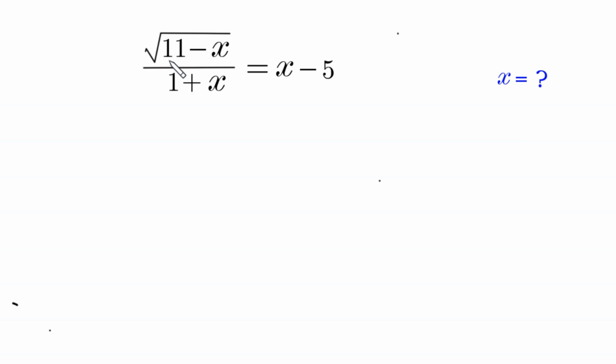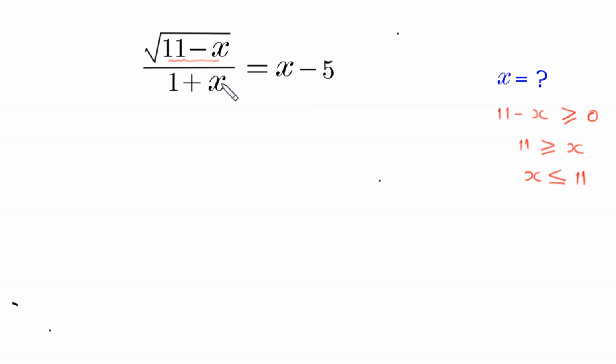Since this expression 11 minus x is under a square root, 11 minus x must be greater than or equal to 0. If we move this negative x to the right hand side, then 11 must be greater than or equal to x. It means x must be less than or equal to 11. This is the domain of this equation we use to check the solutions of this equation.